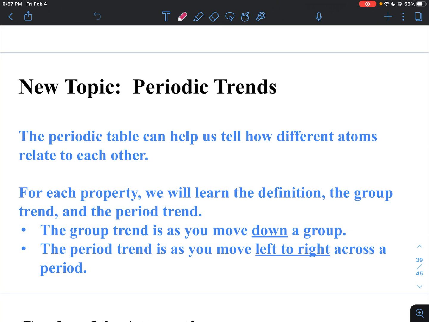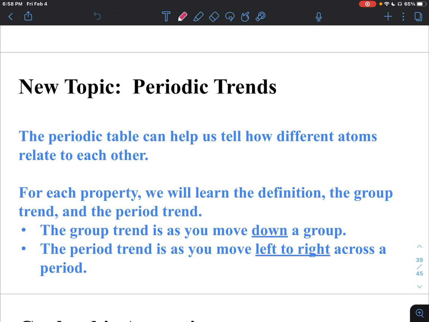Periodic trends or periodicity. I'm going to start by talking about something called effective nuclear charge, which is sometimes abbreviated as ZEF. So we're going to talk about how that can be shown on the periodic table, and then that will factor into how all of our other trends can be explained.